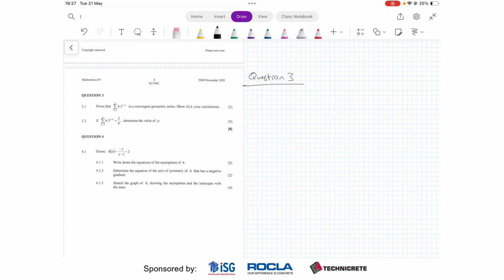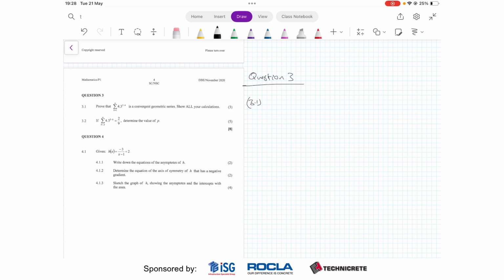Question 3, we are asked to prove that the sum to infinity from k equals 1 of 4.3 to the power 2 minus k is a convergent geometric series. Show all calculations.